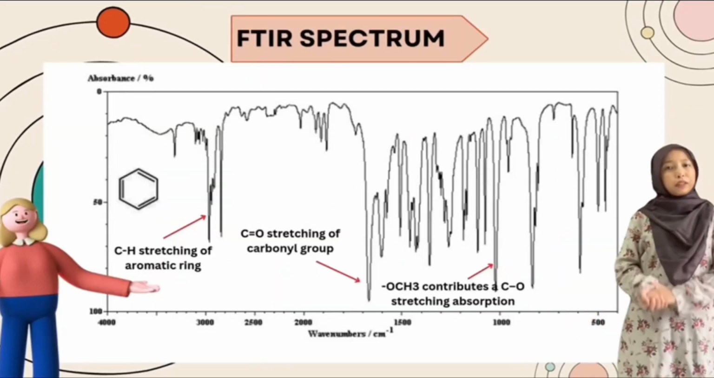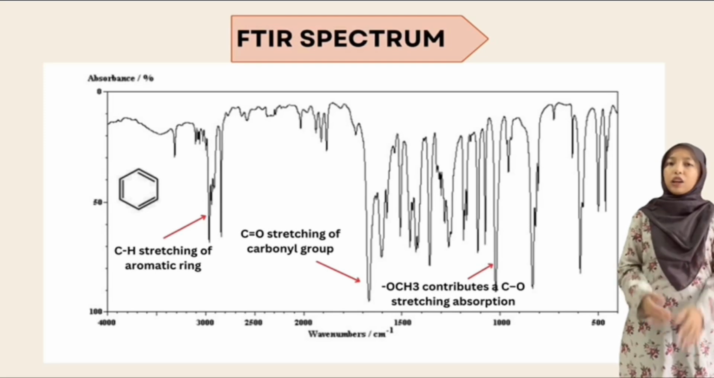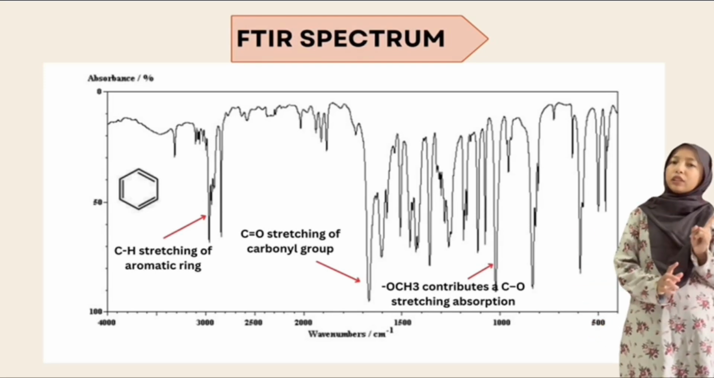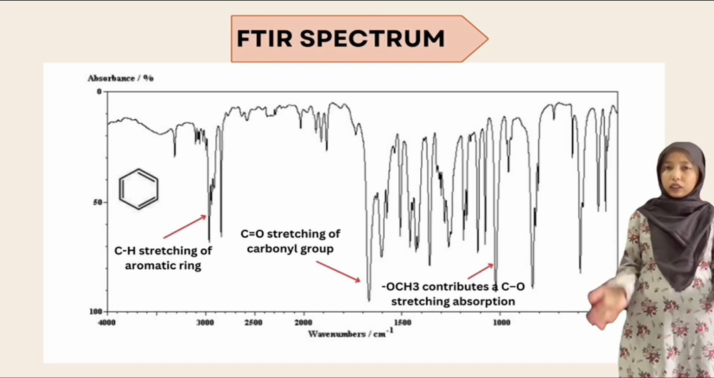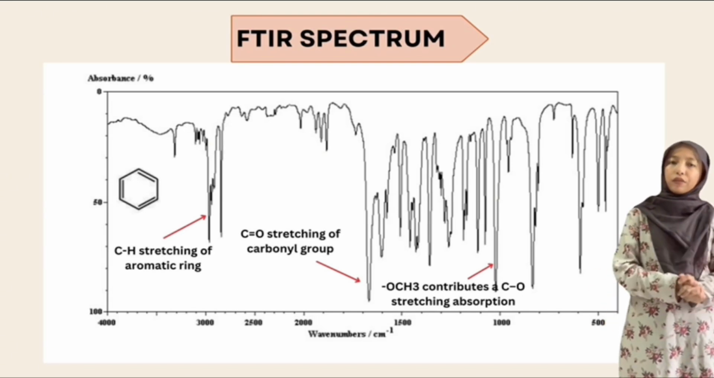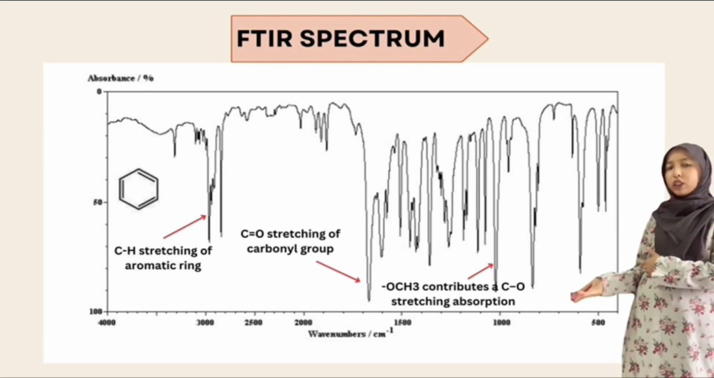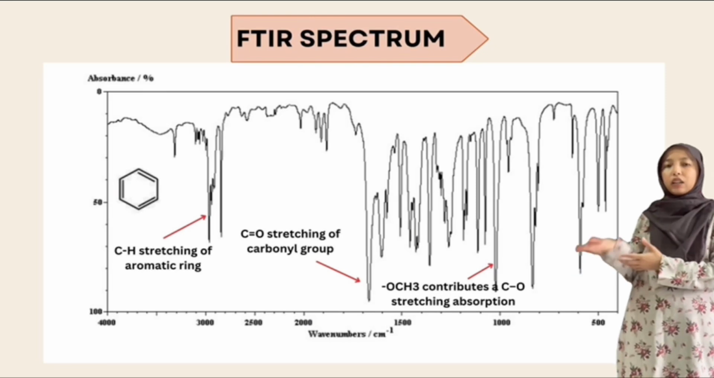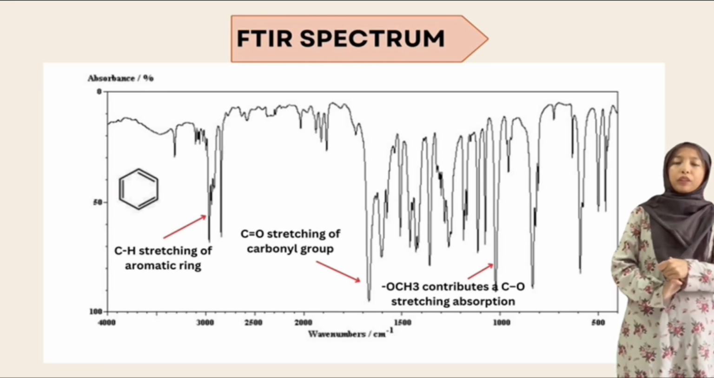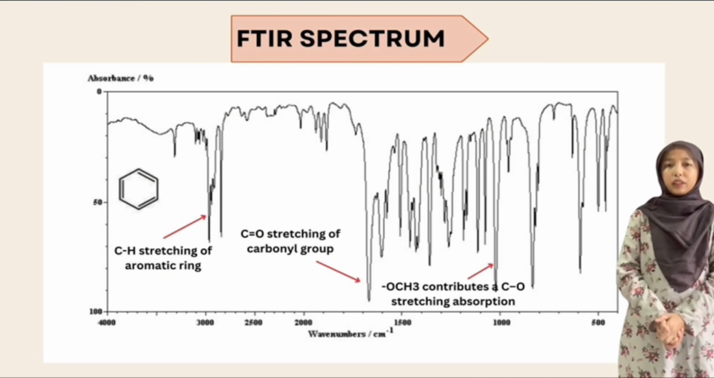Now, I will explain how we can figure out the structure through the IR spectrum. In this spectrum, firstly, we need to analyze the key peaks, which are the ones that are strong and distinctive. From here, in the range of 1200 to 1000 cm^-1, the methoxy group, which is OCH3, contributes a C-O stretching absorption.